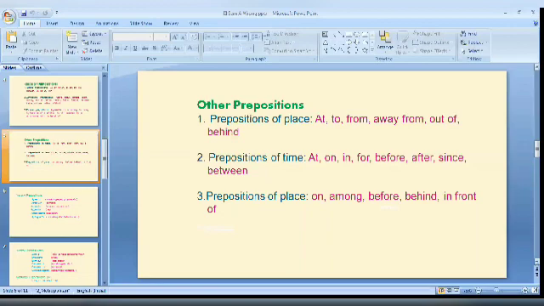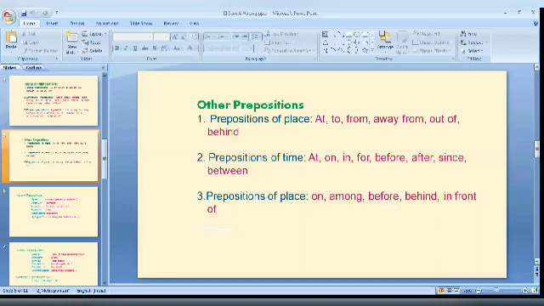Before, after, since, for, between. For is also used to indicate a quantity of time. For example, for how many years are you living in Sangareddy? Then the person may answer, I have been living in Sangareddy for 10 years. So indicating the quantity of time, he is using the preposition for 10 years.